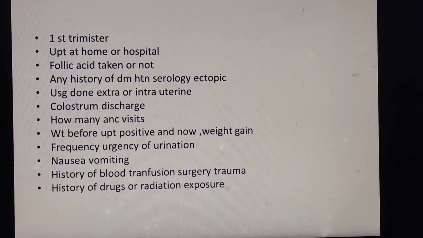Okay, so we're going to talk about the basic history, taking about the antenatal case. Antenatal case means the patient is pregnant till now. She has not delivered a baby. So what are the history that you're supposed to take?